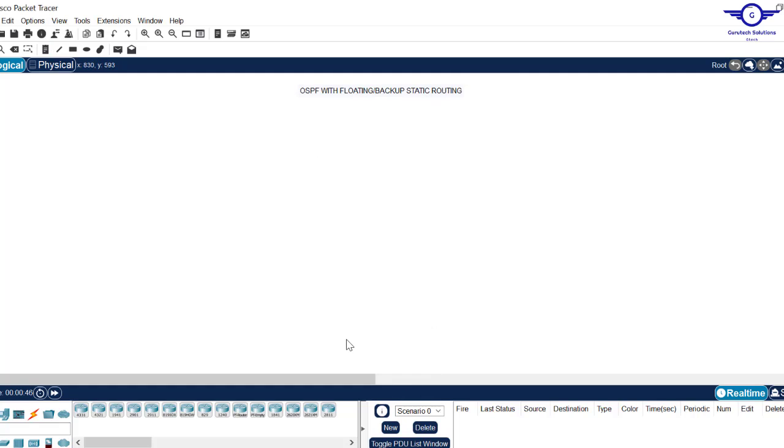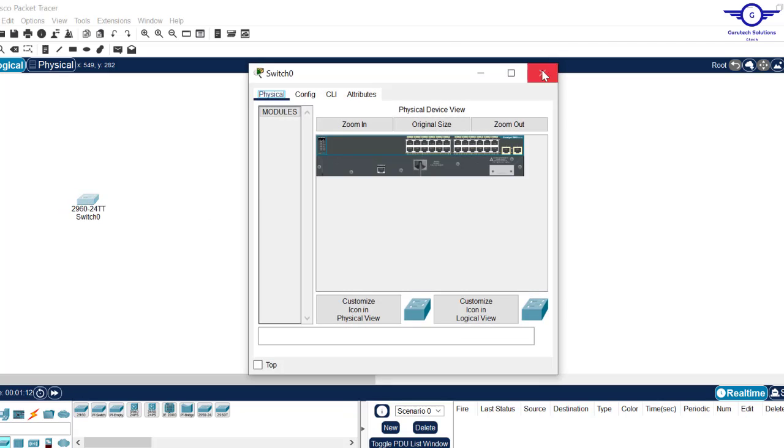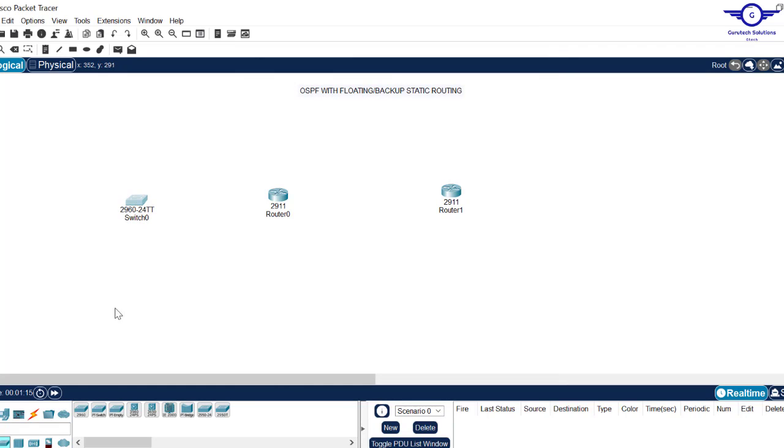So in this video, I just want us to look into OSPF and create a backup of the OSPF routing protocol. Whenever OSPF fails, the backup route entry will be used. I just need 2 routers in this case to save time.